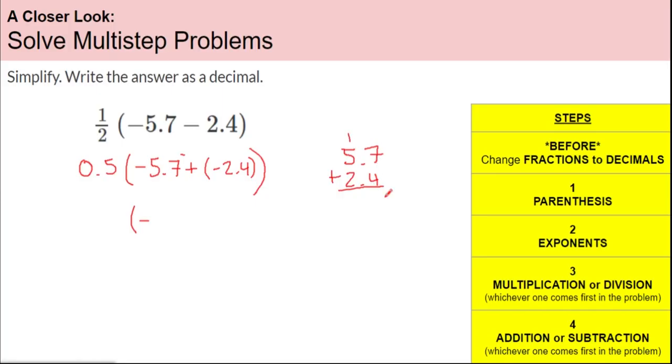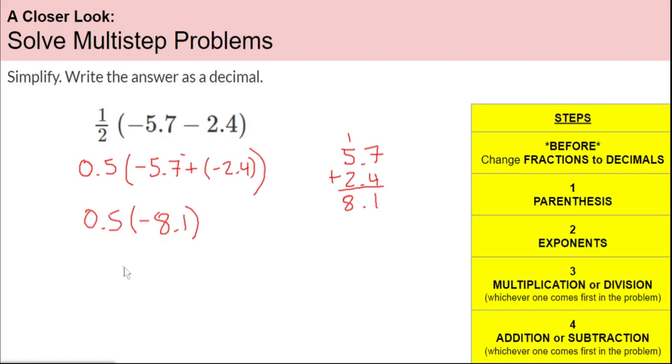7 plus 4 is 11. 5 plus 2 plus 1 is 8. So we get 8.1, but remember we said it's going to be negative 8.1. Then we're going to multiply that by 0.5, or divide it by 2, because it's 1/2 that we're trying to calculate.